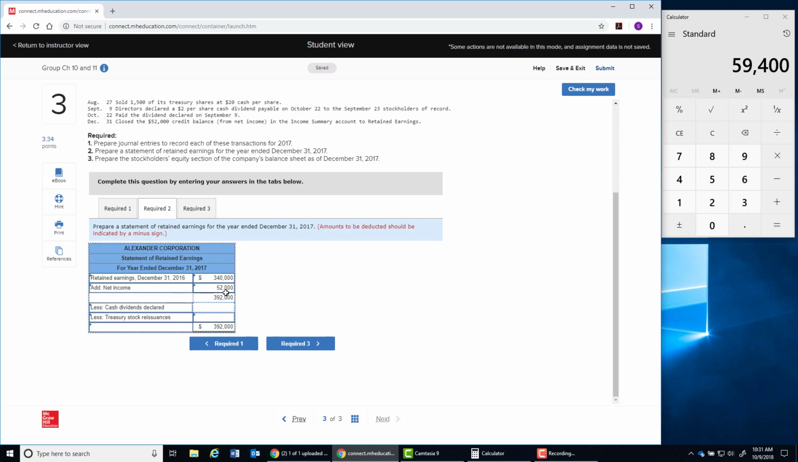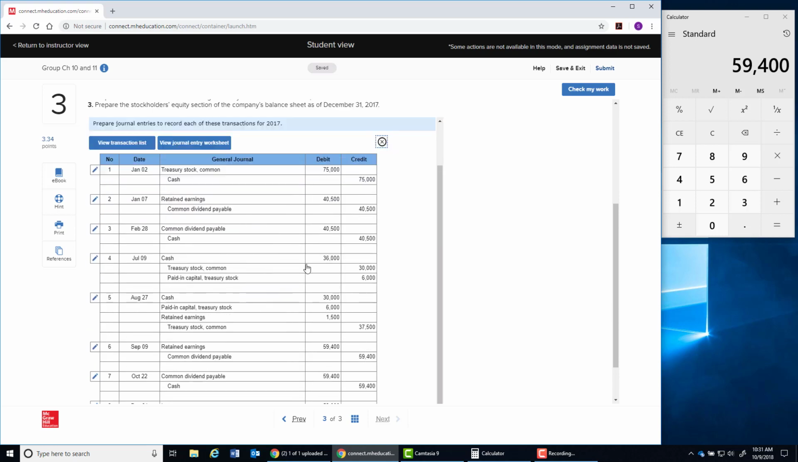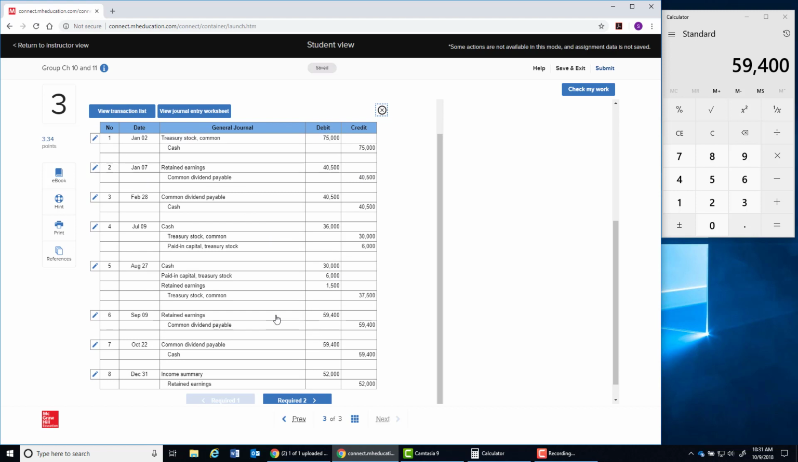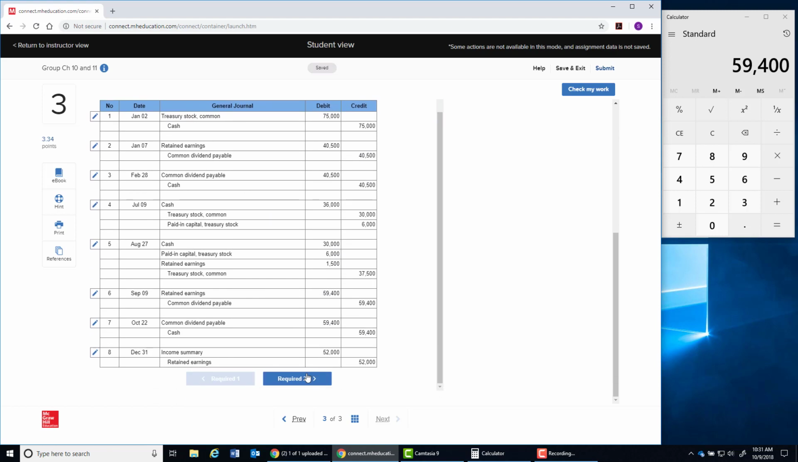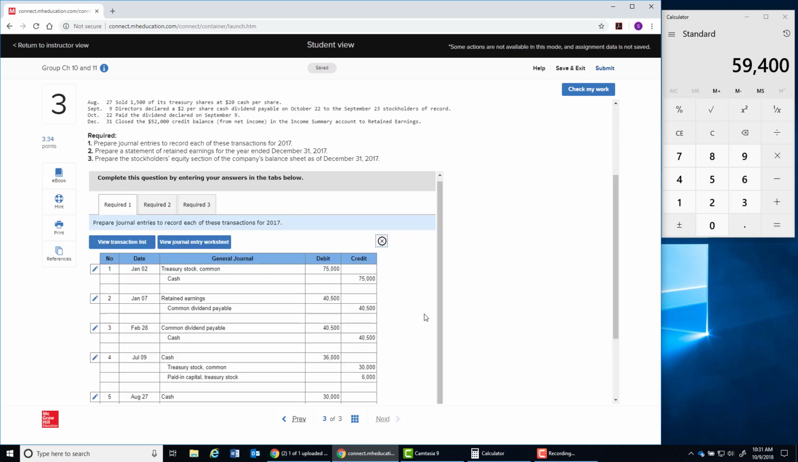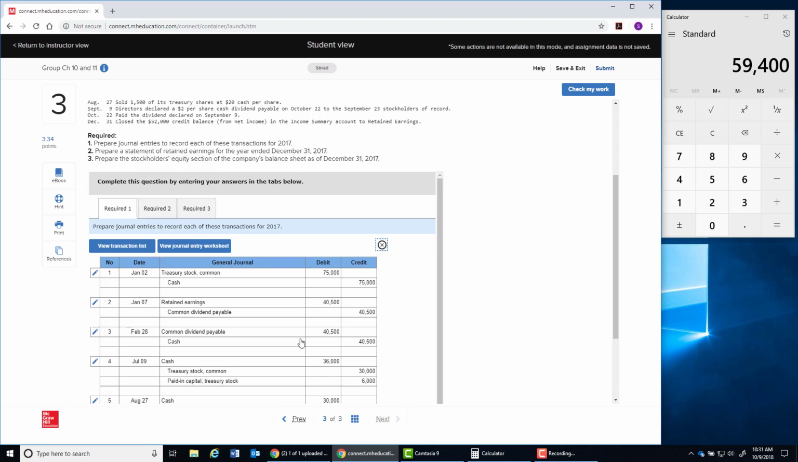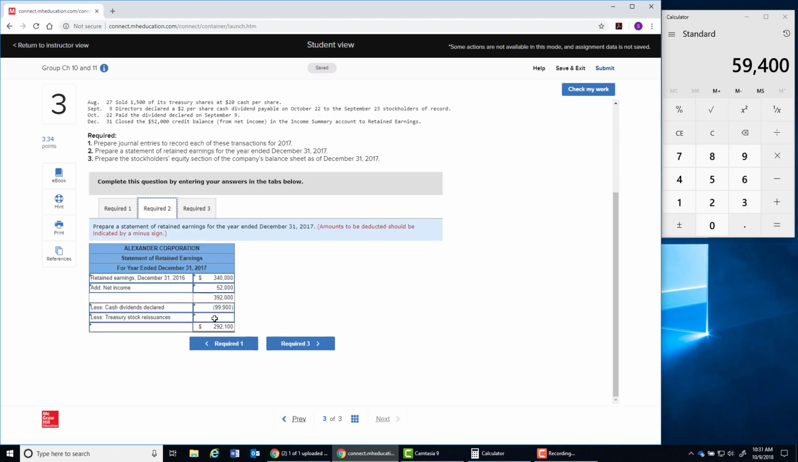How many cash dividends did we declare? Well, if we go back over to requirement number 1 and we look through all of the times that we declared a dividend, it adds up to $99,900. Okay, so this is minus $99,900. What are they talking about on this treasury stock reissuance? They're talking about the fact that we had to eat this $1,500, right? That's what they're looking for, is having to eat that $1,500. So we do minus $1,500 there, and that gives us our retained earnings at December 31, 2017. That's what retained earnings should be.